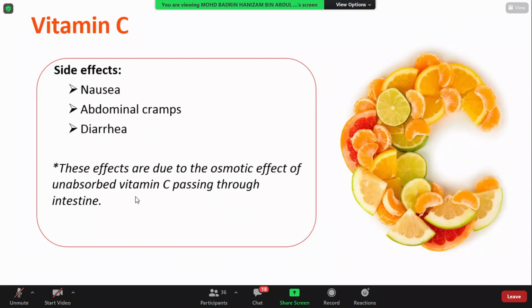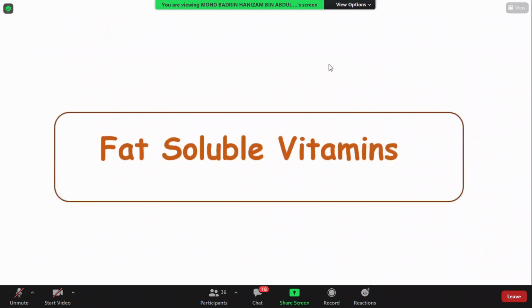Correct. These effects are due to the osmotic effect of unabsorbed vitamin C passing through the intestine. As I just mentioned, I take 2,000 milligram per day. Maybe out of 2,000 milligram of vitamin C that I take, only 500 can be absorbed by my body, and the rest will pass through the intestine, causing osmotic effects. That's why the side effects of vitamin C are nausea, abdominal cramp, and diarrhea.